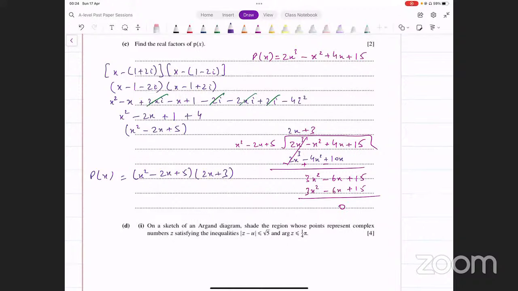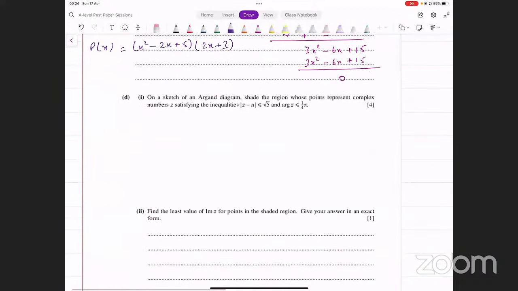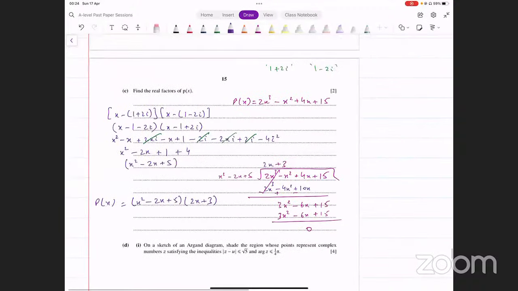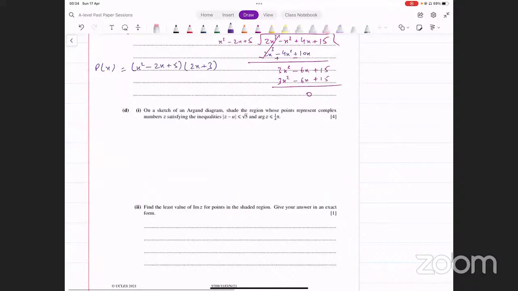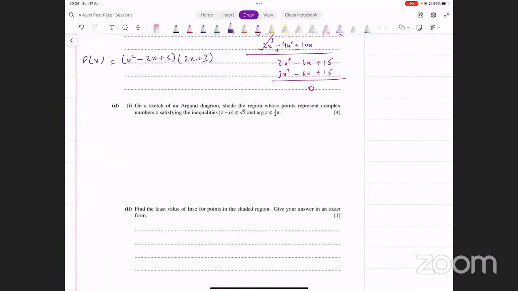Okay, so that's this part. Let's do the next one. On a sketch of an Argand diagram, so this is the working for this part, just for reference. Let's move to the next one. So we're almost ending this paper, and then we start the next one. उसमें सिर्फ 2-3 questions हमें करने हैं, and then we end for today. On a sketch of an Argand diagram, shade the region whose points represent complex numbers z satisfying these two inequalities.